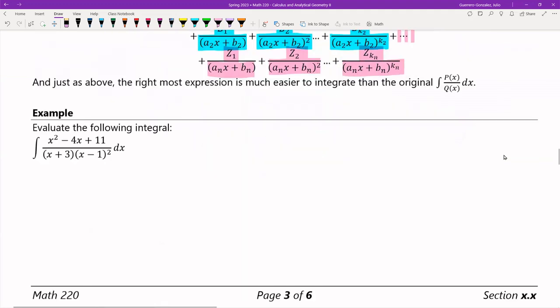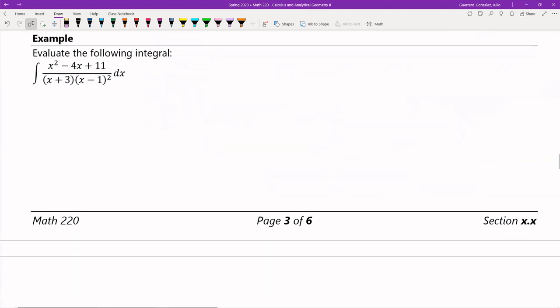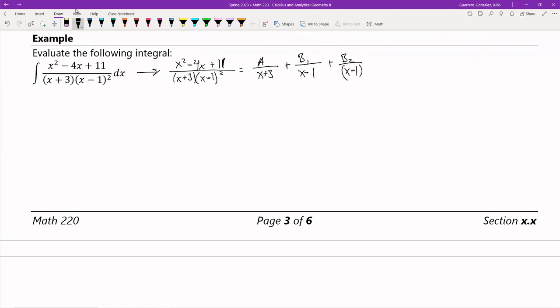Okay. So just to show you guys how this sort of works out, let me go ahead and do an example of what I'm talking about. Suppose we had this integral. I have to do the partial fraction decomposition. So it's x squared minus 4x plus 11 all over x plus 3, x minus 1 quantity squared. So I have to break them up into the partial fraction decomposition: A over x plus 3 plus B1 over x minus 1 plus B2 over x minus 1 quantity squared.